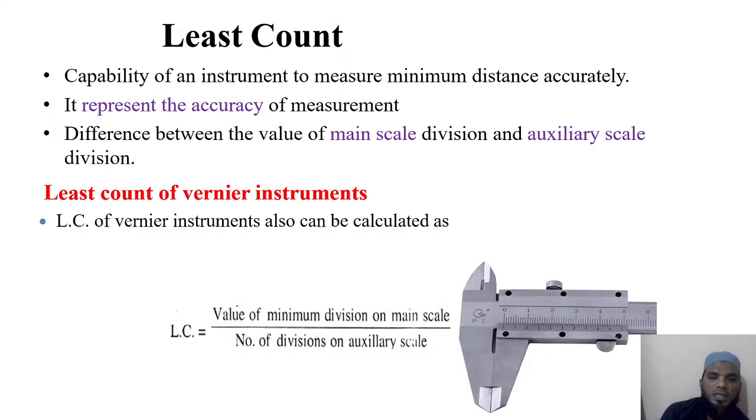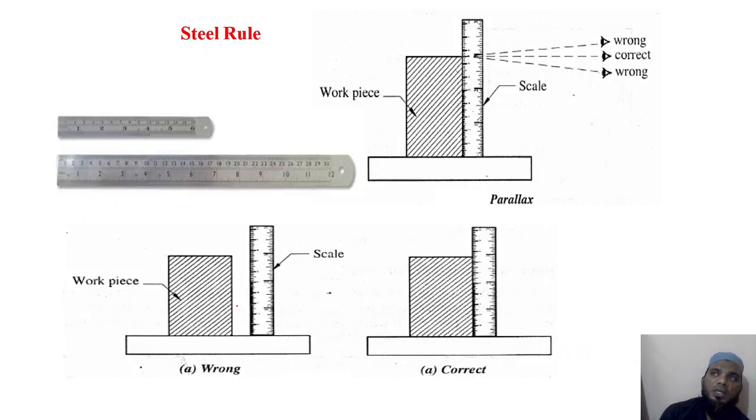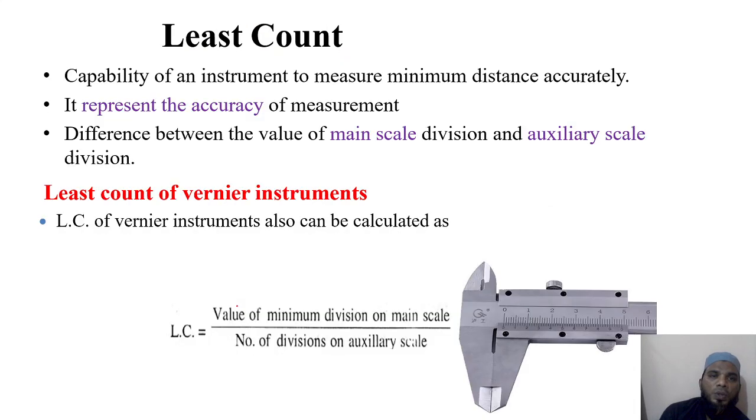Next is least count. Least count is nothing but the capability of an instrument by which we can measure the smallest distance. For example, in a steel rule you can generally measure down to 1 mm. Similarly, for Vernier calipers, the least count will be much less compared to that of a steel rule. How to calculate least count: it is the value of the minimum division on the main scale divided by the number of divisions on the auxiliary scale. Auxiliary scale is nothing but your Vernier scale.